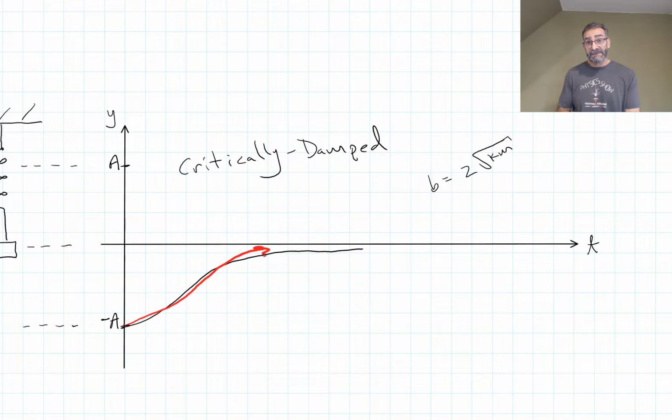That's critically damped. And that's what we would want for the damping on our door, and that's what we would want for the shocks on our car. We want them to absorb the bump, the pothole that we drove over, but then very quickly go back to their equilibrium position. We don't want the car bouncing up and down as we're driving down the street.